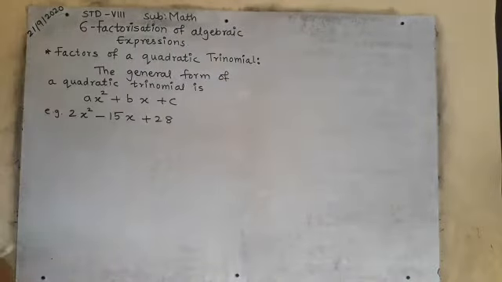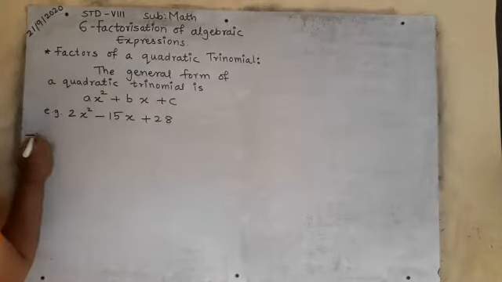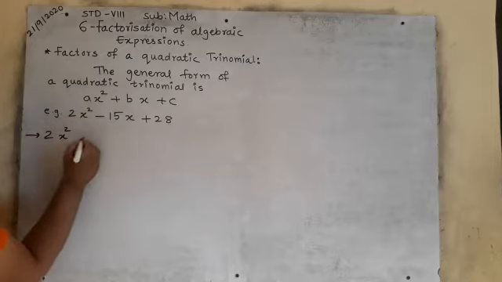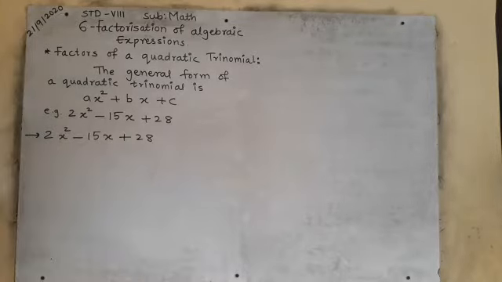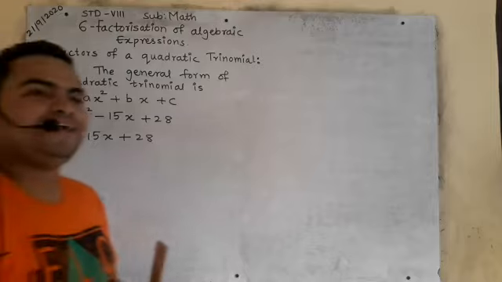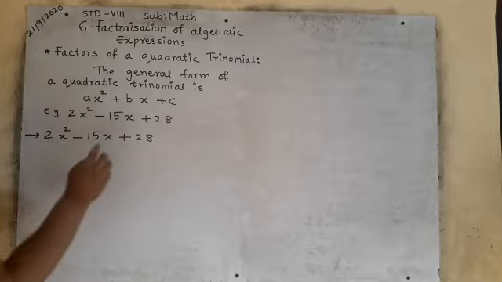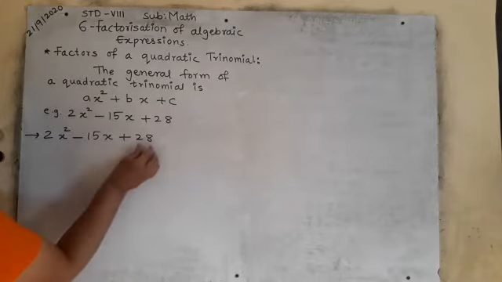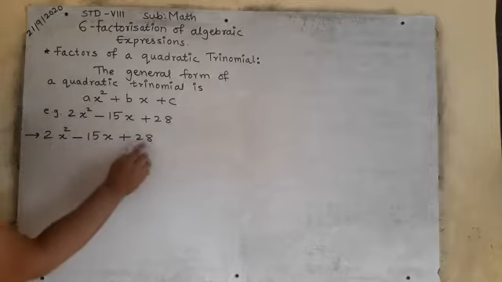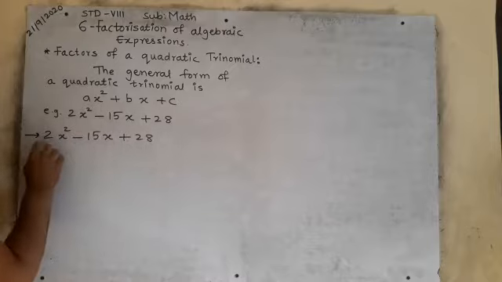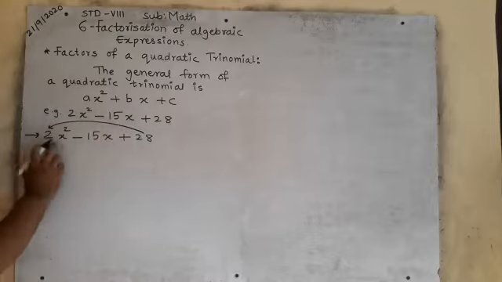Now see how to factorize it. We want to factorize this. How will you factorize? First you will write the question as it is: 2x square minus 15x plus 28 trinomial. Now how to solve practice set 6.1 factorization? Please pay attention. You have to first find the product of the constant term and the coefficient of the square term. We will multiply 28 by the coefficient of the square term.